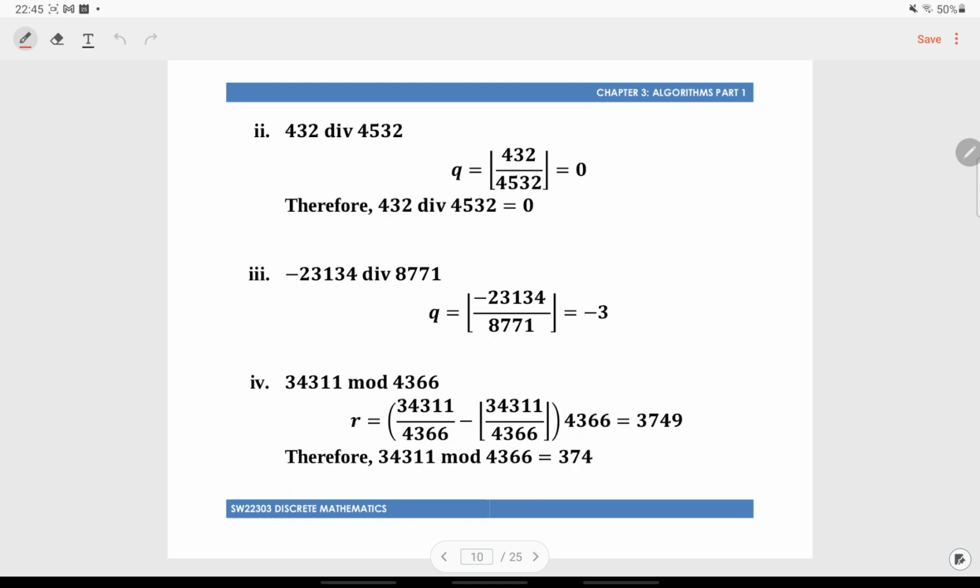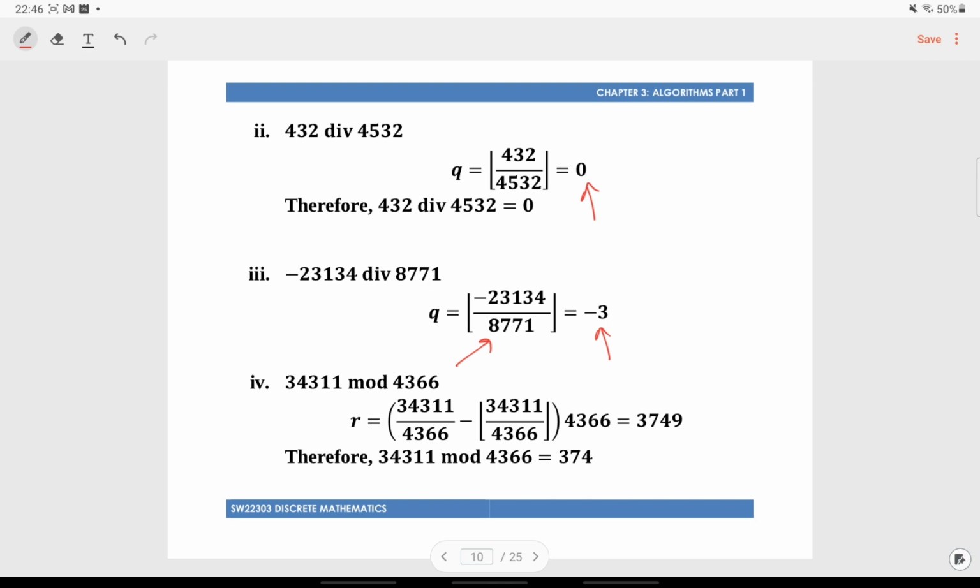When the value for n is smaller than the value for d, the dividend is smaller than the divisor, so the quotient equals 0. When the dividend is negative, no problem, you can still do the same operation as usual, and the integer value, the floor of this division, is equal to -3. So -3 represents the quotient value.